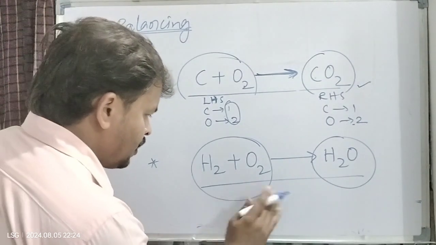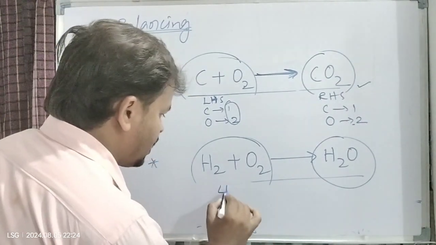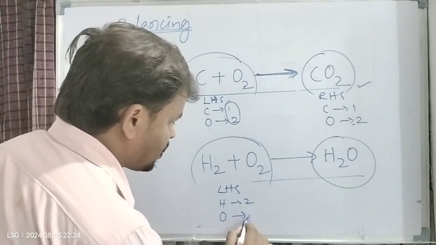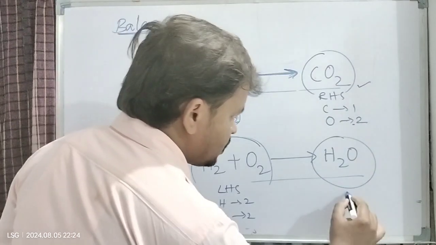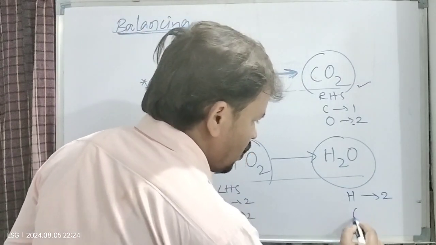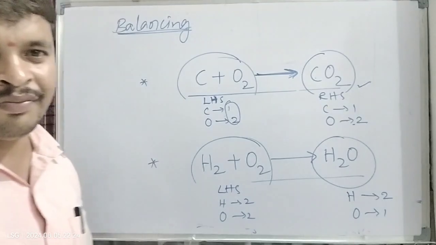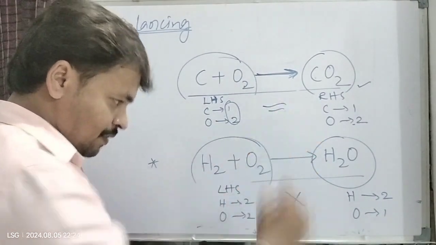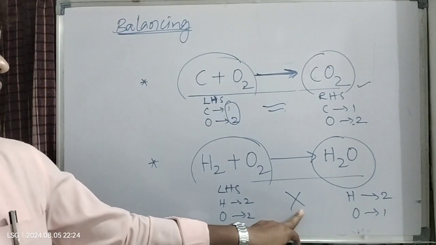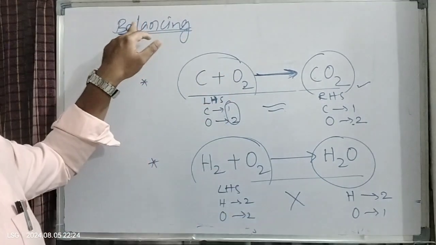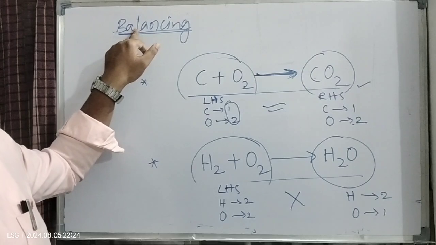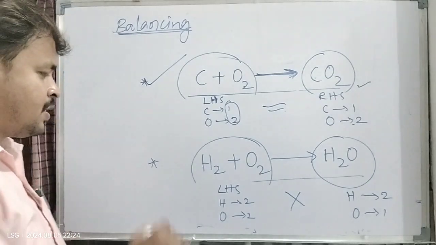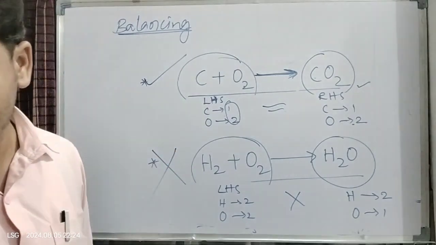Here in the reactant side, or left hand side, hydrogen is 2 and oxygen atoms are also 2. But in the products, hydrogen is 2 and oxygen is only 1. This is not a balanced equation. The first is a balanced equation; this one is not. Such equations we are going to balance here. How to balance it?